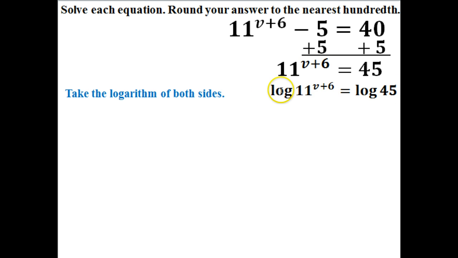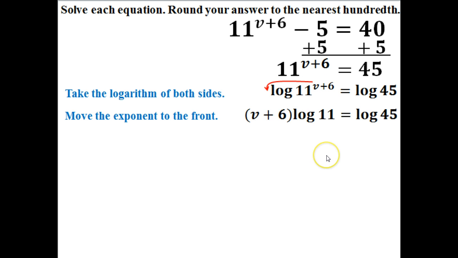We're just adding this log in here so that we can get rid of this exponent, because if we remember our rules of logarithms, we can take the exponent and move that exponent out front. So just like this red arrow here, we're going to take that whole exponent and move it right to the front. So there we go. We've got v plus 6 times log 11.